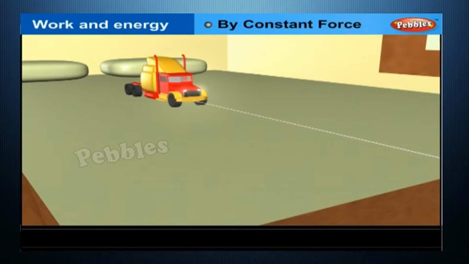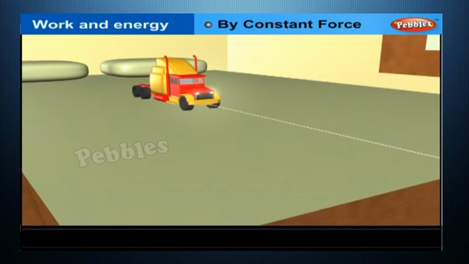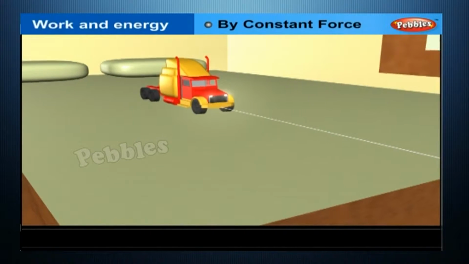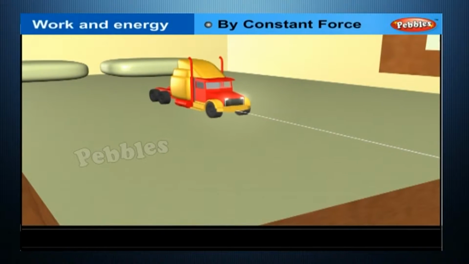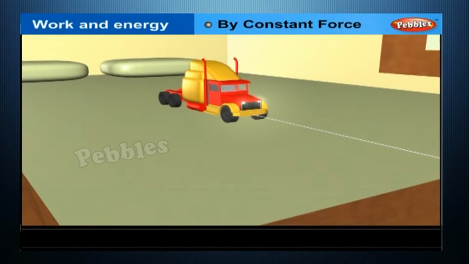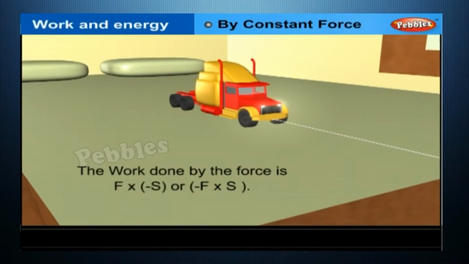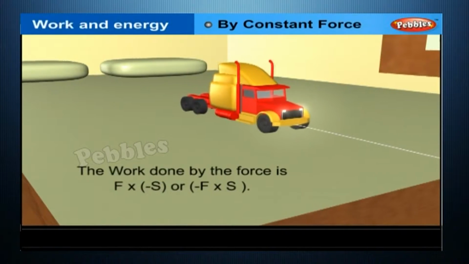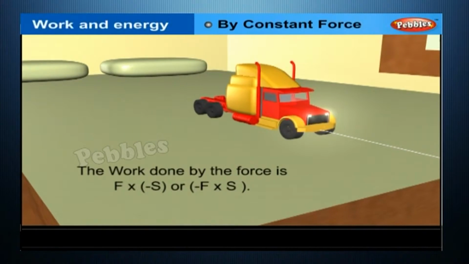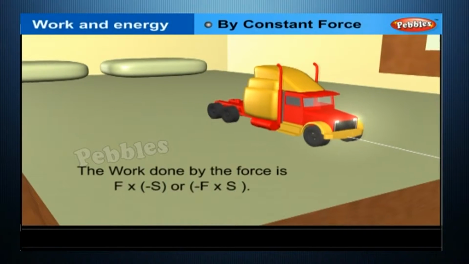Let the object stop after a displacement s. In such a situation, the work done by the force F is taken as negative and denoted by the minus sign. The work done by the force is F into minus s, the whole, or minus F into s, the whole.